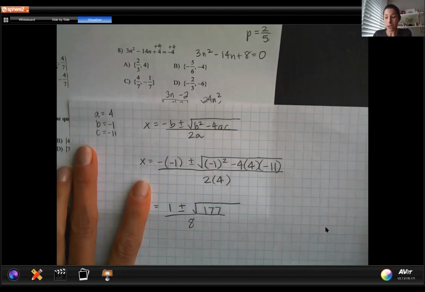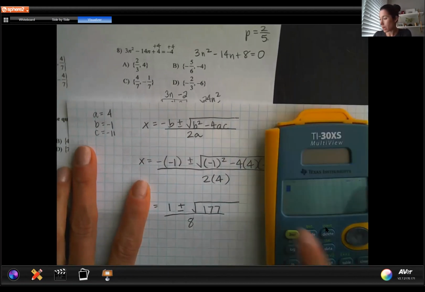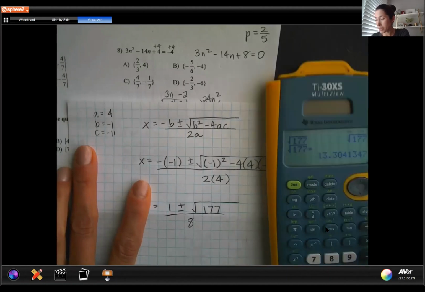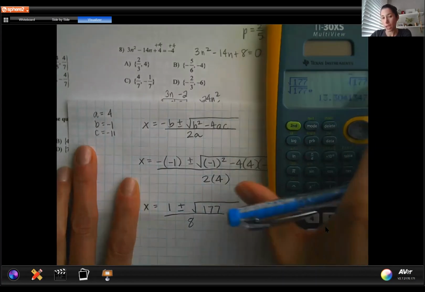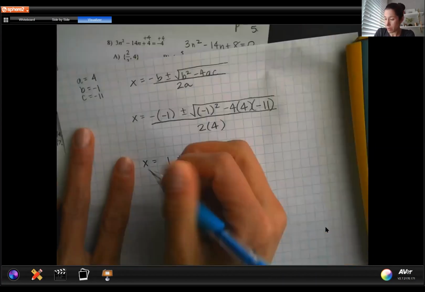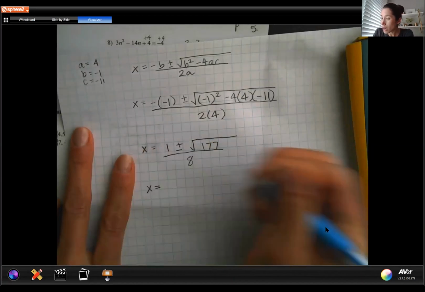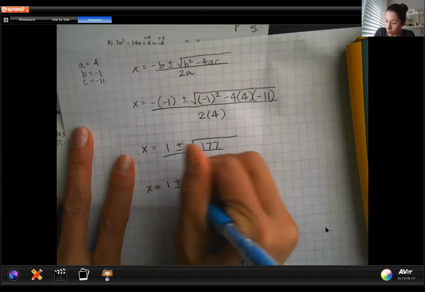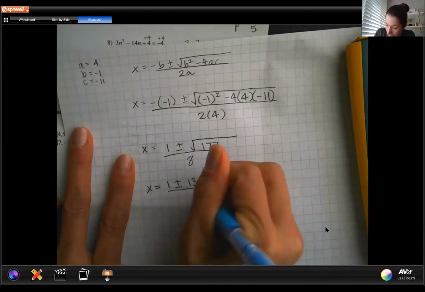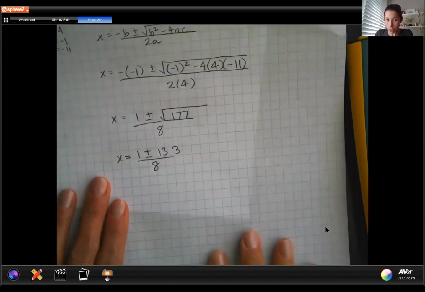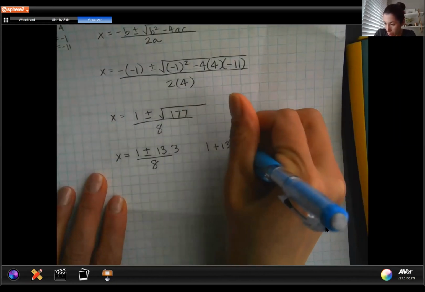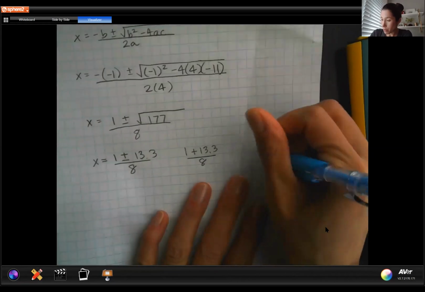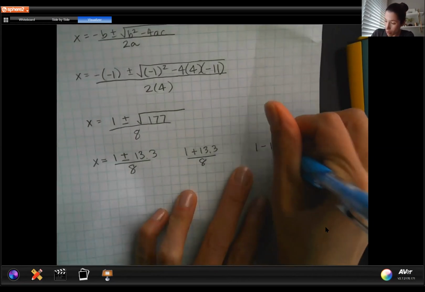Now I just need to figure out, well, what is the square root of 177? So calculator again, and I want it in decimal format. So remember, you push this little button on your calculator. It's about 13.3. So my answer here is going to be x equals 1 plus or minus 13.3 over 8. So we get two different answers. One answer when you do 1 plus 13.3 over 8, and then one of your answers is going to be 1 minus 13.3 over 8.